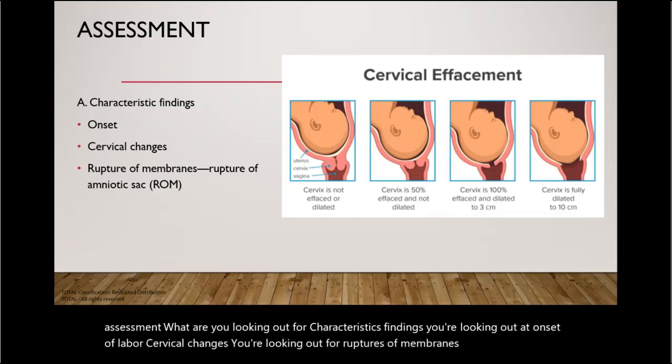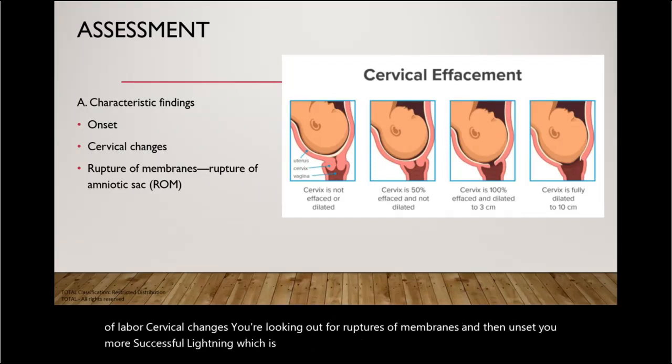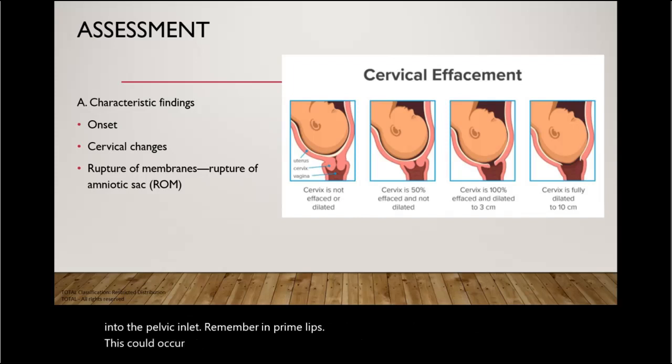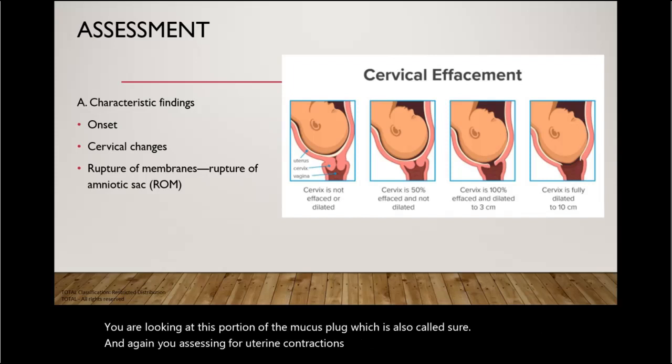onset, you must assess for lightening, which is that subjective sensation as the fetus descends into the pelvic inlet. Remember, in primigravidas, this could occur up to 2 weeks prior to delivery, whereas in multiparas, it may not occur until labor begins. You're also looking out for softening of the cervix, expulsion of the mucus plug, which is also called show, and again, you're assessing for uterine contractions that are progressive and regular.